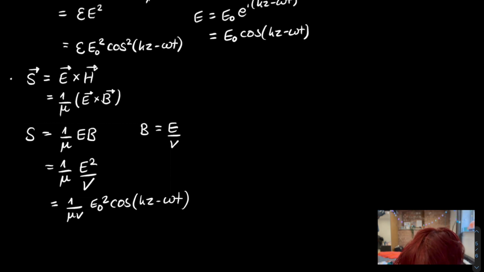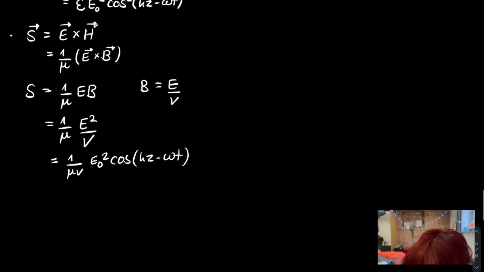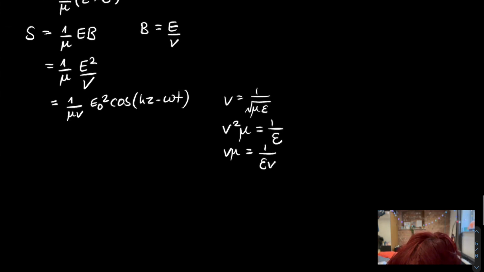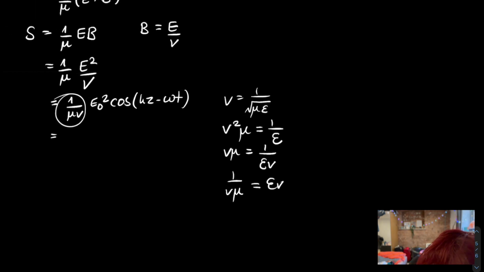But in fact, we can juggle this 1 over mu V to write this in terms of epsilon, because of course V is simply equal to 1 over the square root of mu epsilon. And so if we rearrange this, we're going to get V squared times mu is simply equal to 1 divided by epsilon. And so therefore V mu is equal to 1 over epsilon V, and 1 over V mu is equal to epsilon V. So we're just juggling things around a little bit. And if we use that, then we can transform this first part of the equation into epsilon V times E naught squared, that should have been a squared, cos squared(kz minus omega t).